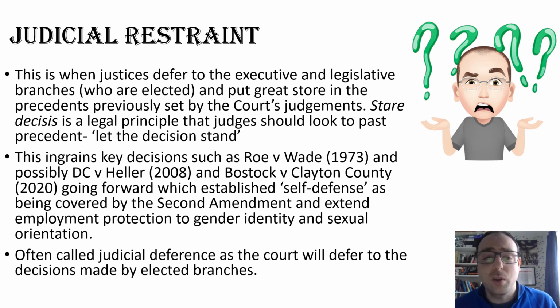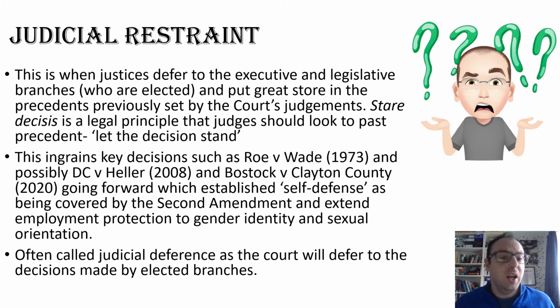So the opposite of judicial activism is judicial restraint. And again, I've mentioned this, and Roberts, I think we'll look at in more detail, is quite a good example of somebody who largely stands by that as an idea. In judicial restraint, the Supreme Court will defer to the executive and legislative branches because they're elected, and that seems to make sense. And they put great store in the precedents set previously by the court's judgments. This is called stare decisis.